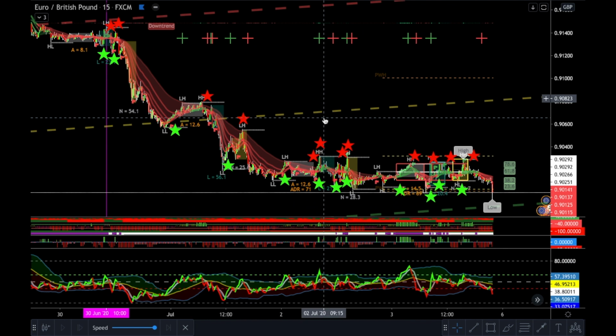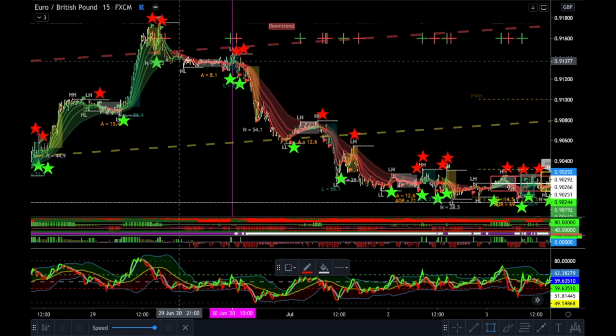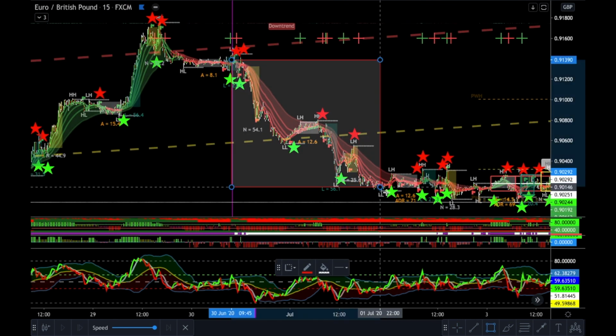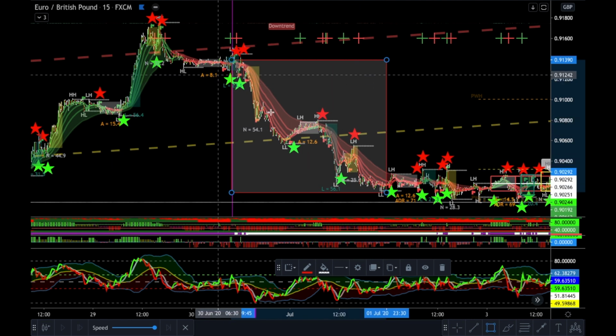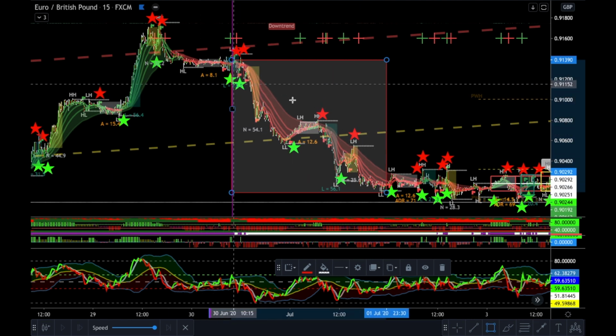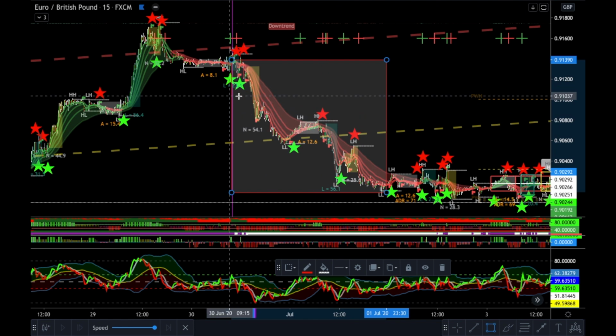And again, you would have caught all these pips. Look at all these pips. You would have caught all these pips here, going all the way down to here. Now, these are longer trades. It's basically the wave strategy, but I call this the wave strategy 2.0.